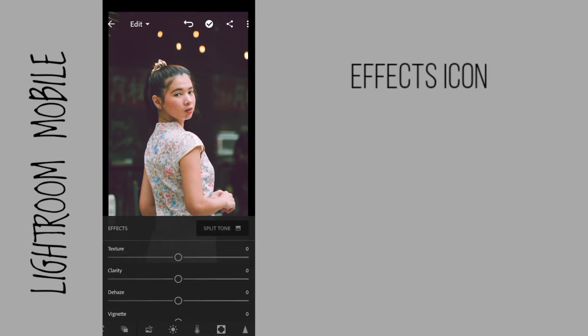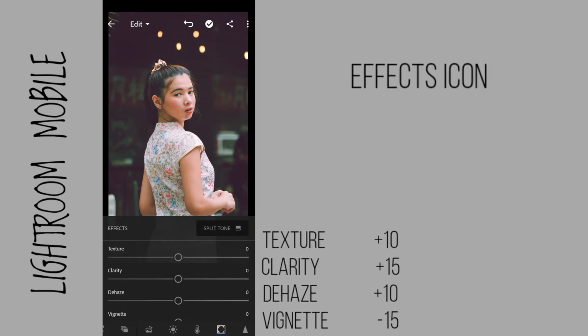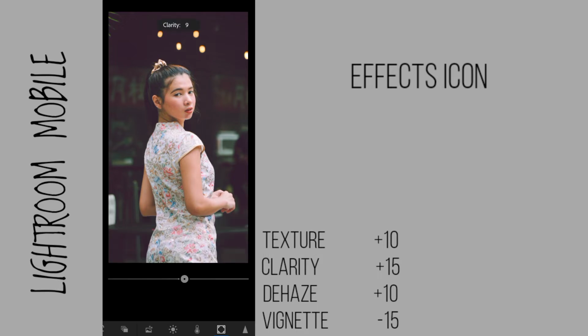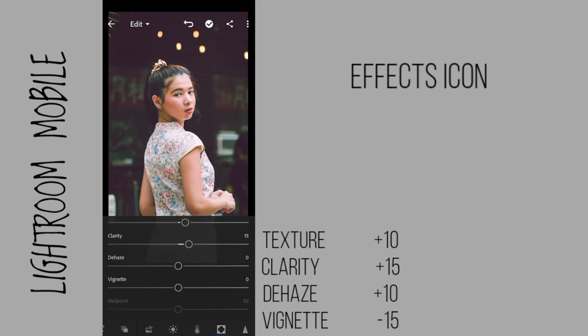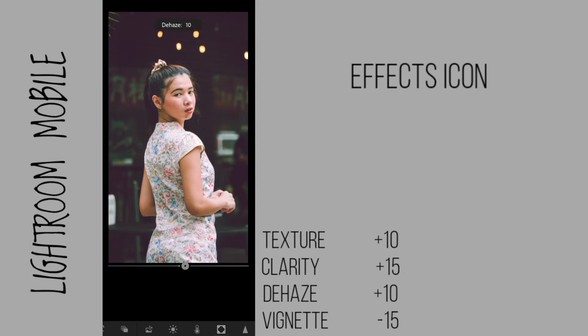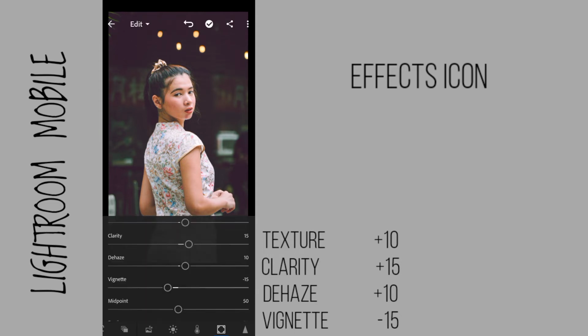Go to the effects icon. Texture to +10, to bring out a little bit of details on the image. Clarity to +15, to increase mid-tone contrast and the effect of making small details pop. Dehaze to +10, to give more contrast or to reduce the haze on this photo. Vignette to -15, to add more vignette and to focus the viewer's eye on the subject itself.